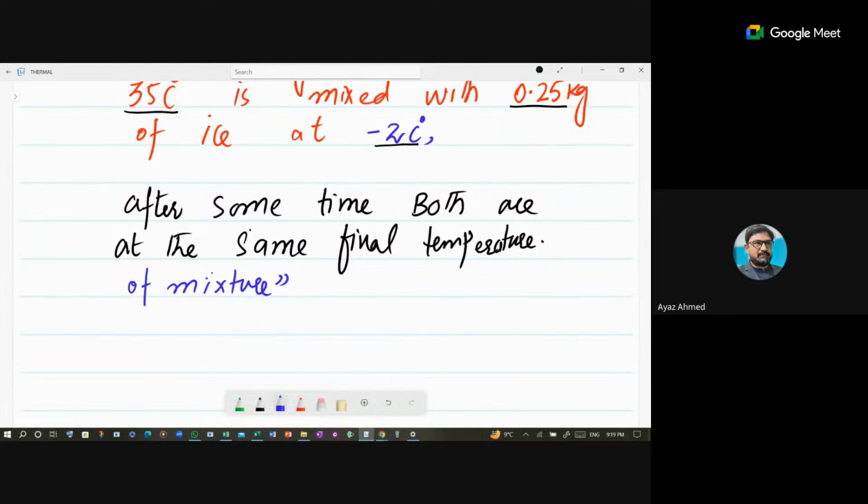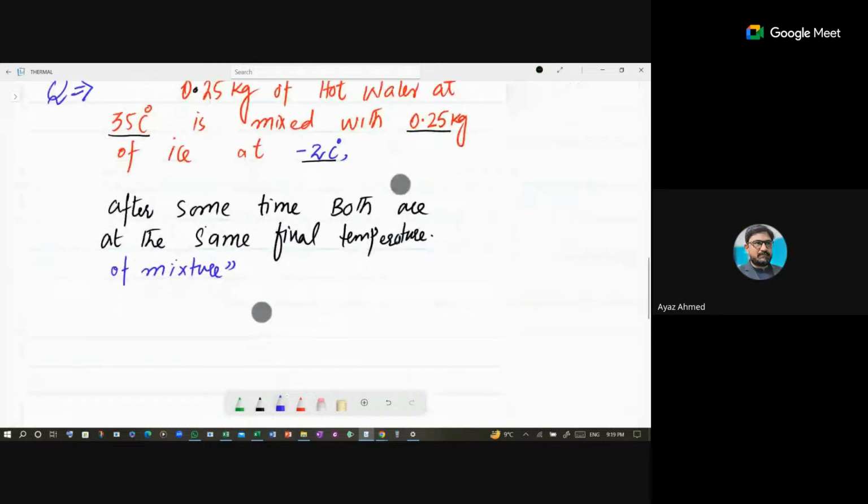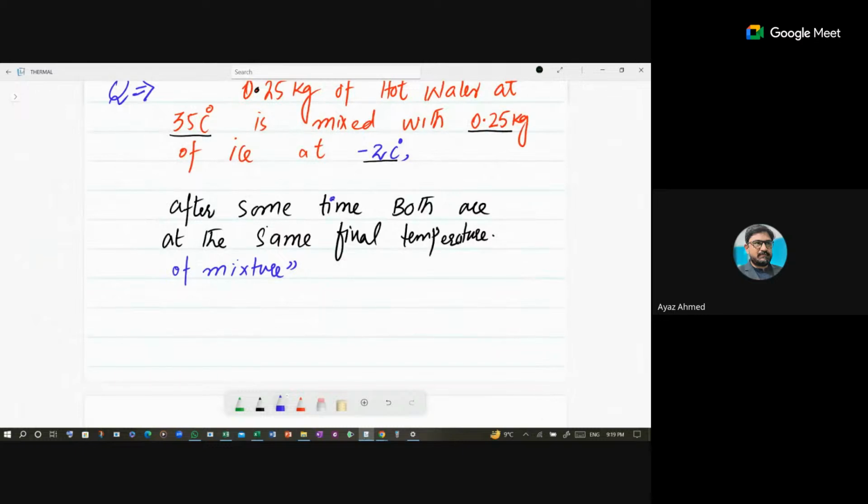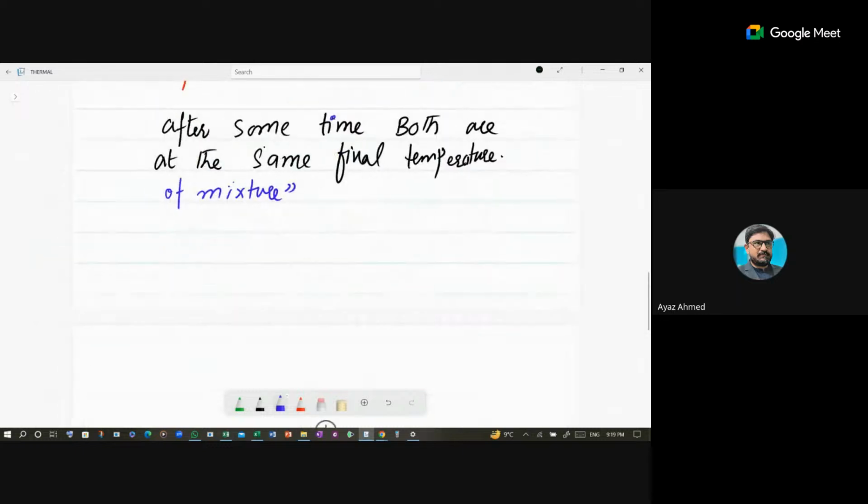Can you separate that these are water molecules and these are ice molecules? No, we cannot. You cannot separate that these are ice molecules, these are cold, these are hot water molecules. So that is called thermal equilibrium. Okay? Final temperature. It is actually thermal equilibrium.